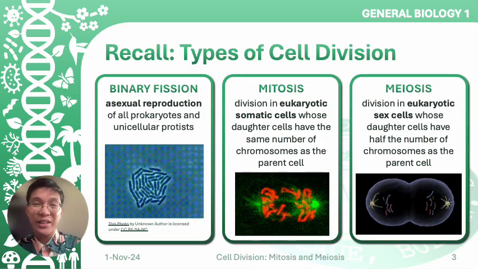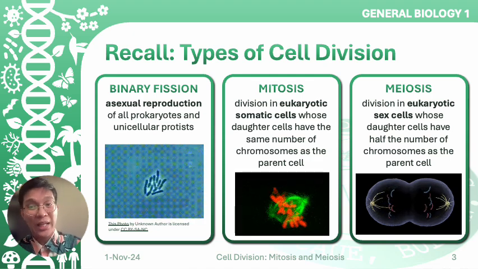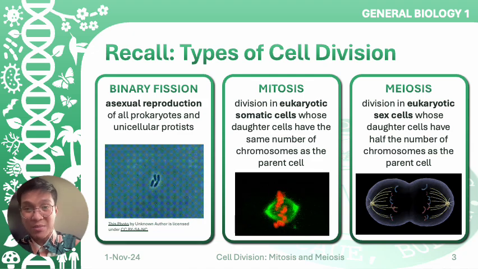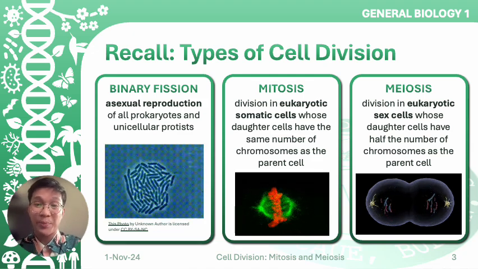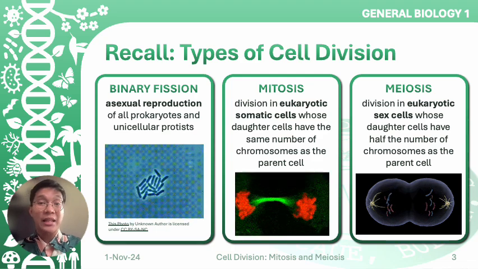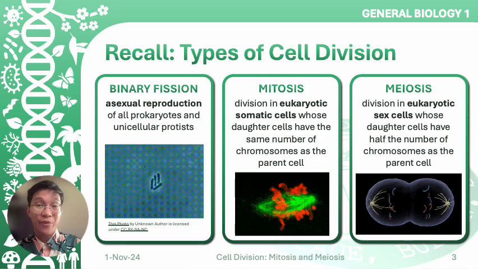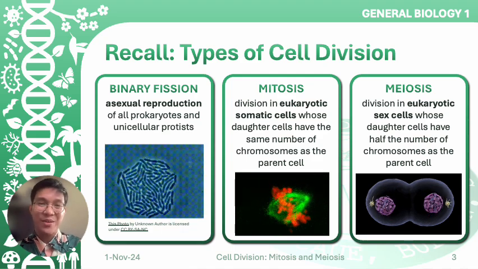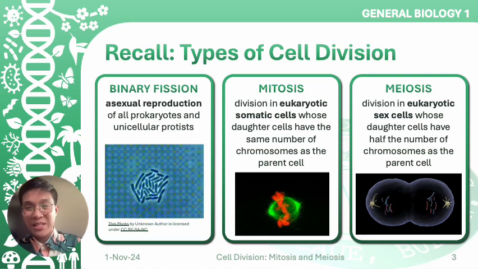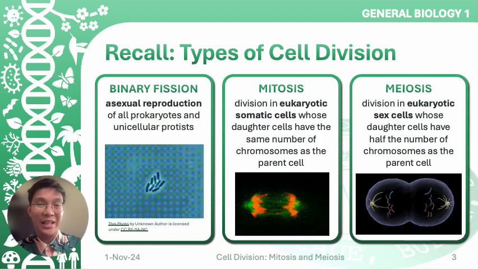Okay? So let's recall the three types of cell division. So we have binary fission, which often happens in unicellular organisms, including some protists and all prokaryotes, right? Remember, these are the bacteria, archaea, that live as a single cell. Thus, cell division happens for reproduction purposes, particularly asexual reproduction. Mitosis happens in multicellular organisms, including eukaryotes like human beings.